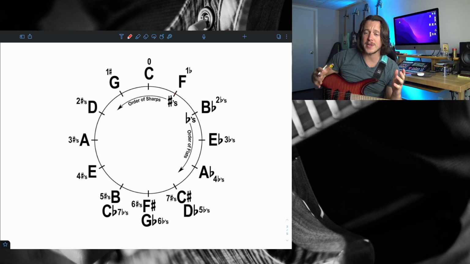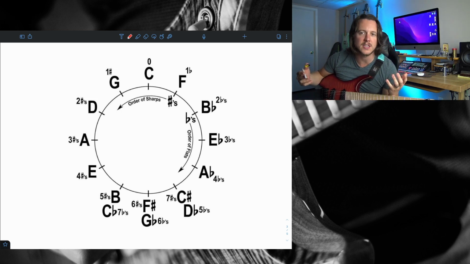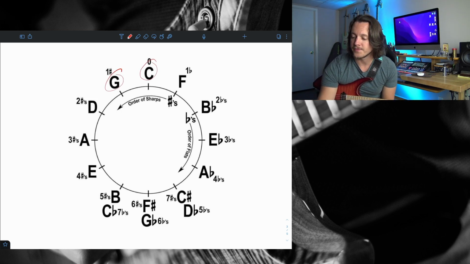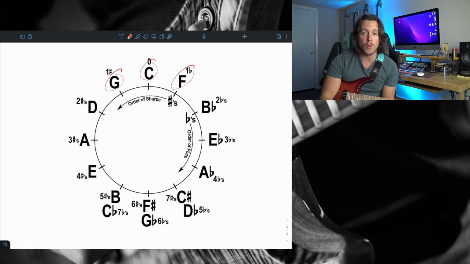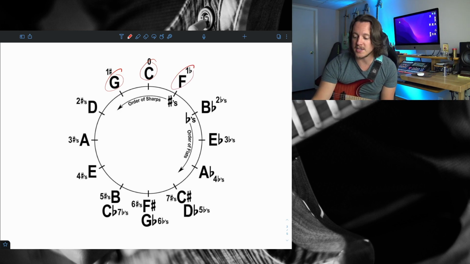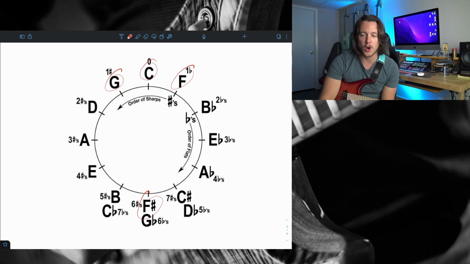Now, there's another thing that we get a very clear picture of on the circle of fourths, and that's tonality. And what I mean by that is we can see how closely related certain keys are. So the keys of C, G, and F share most of the same notes, but the keys of C and F sharp don't.